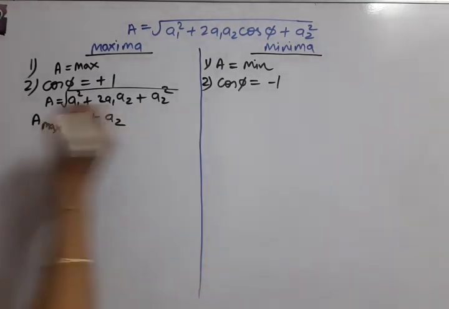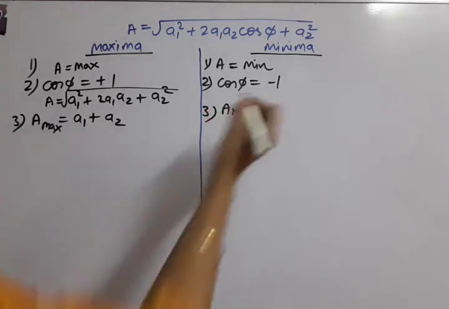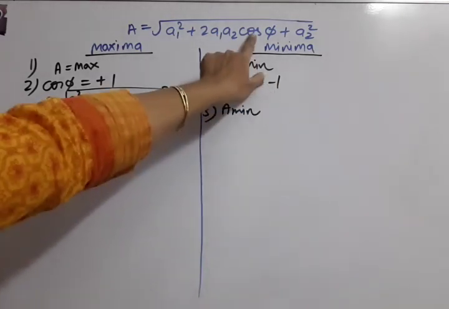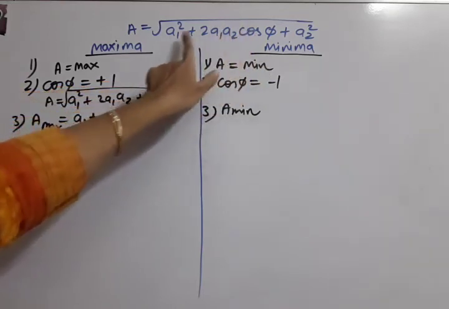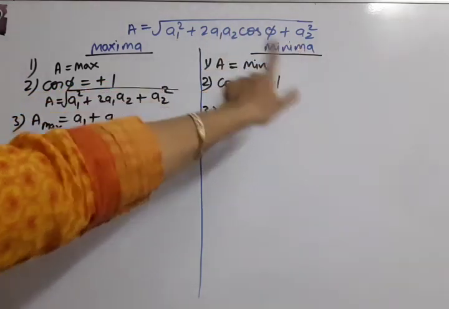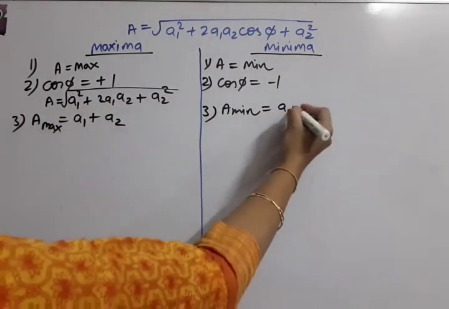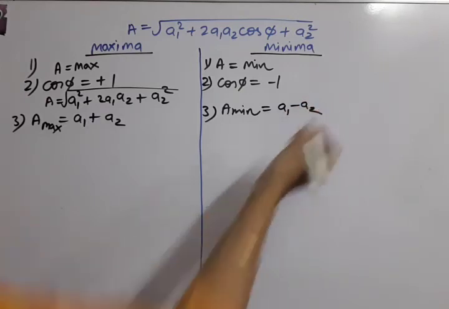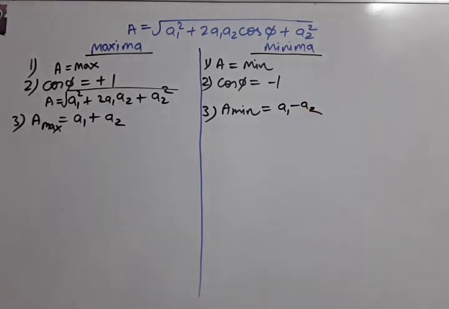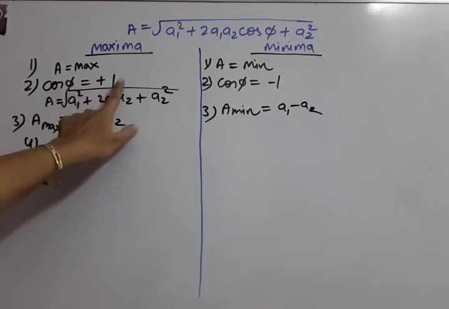In the same manner, for the minimum amplitude formula, you see cos phi as minus 1 substituted here. So it will become A1 square minus 2A1 A2 plus A2 square. So it is the whole square of A1 minus A2, and the square is cancelled with the root. So the minimum amplitude is A1 minus A2 and the maximum amplitude is A1 plus A2. Now let us proceed. Cos phi is plus 1.